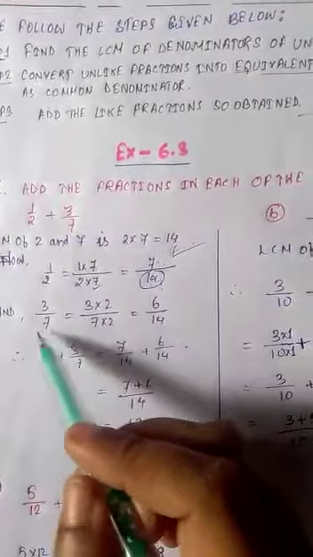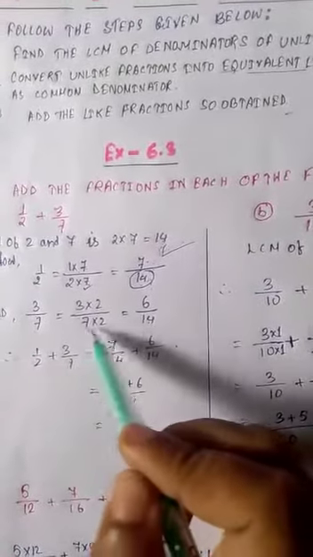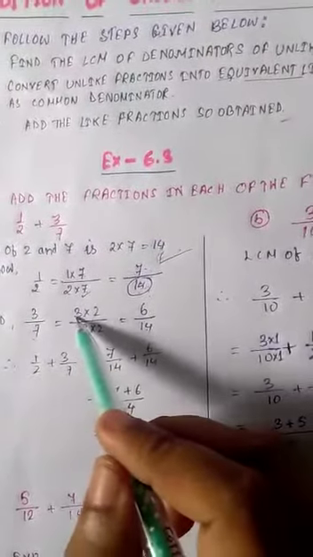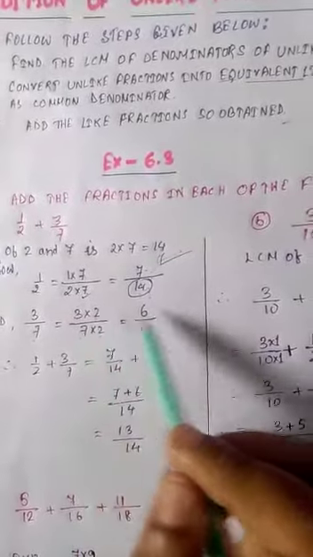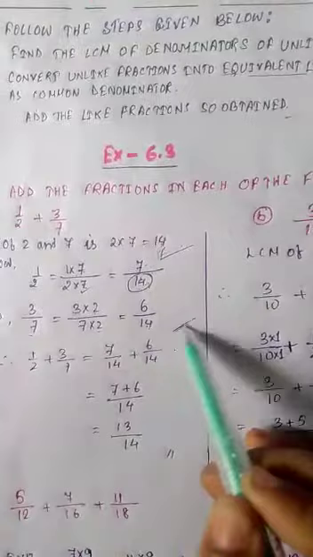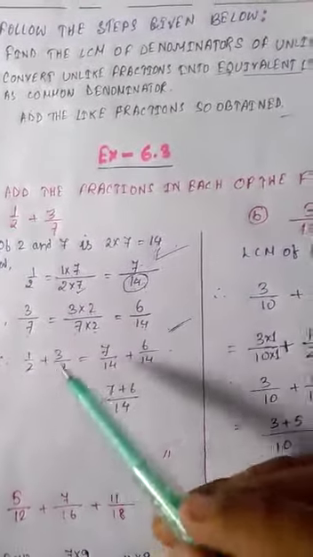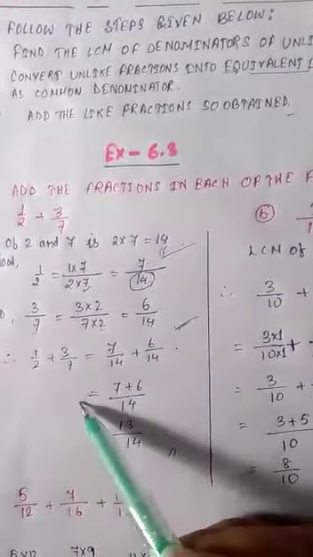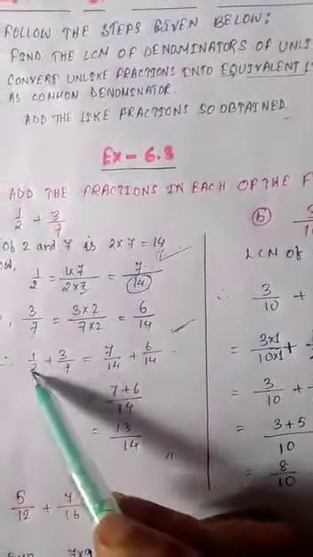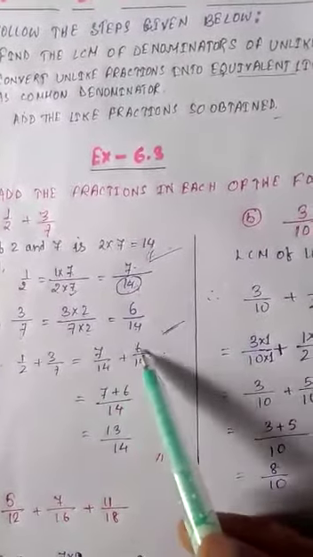What do we multiply 7 by to get 14? We have to multiply it by 2. So 7 into 2 is 14, and that's why we multiply the 3 also by 2. So 3 into 2 is 6, giving 6 by 14. All of you have learned this in our last exercise also. Now we have to add. In this case we need not compare, we just add. So 1 by 2 plus 3 by 7 is equal to 7 by 14 plus 6 by 14.